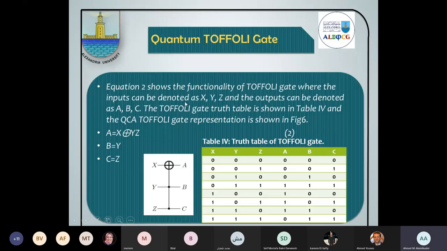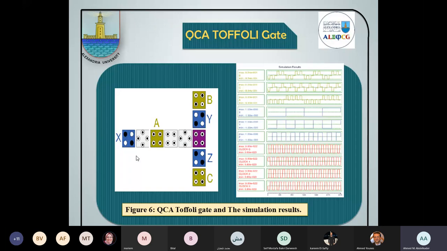Toffoli gate, equation 2, shows the functionality of the Toffoli gate, where the inputs are X, Y and Z and the outputs are A, B, C. The QCA design of the Toffoli gate is shown in figure 6. It consists of 10 cells with one clock cycle delay. The correct output for A, B, C starts from clock cycle 2.